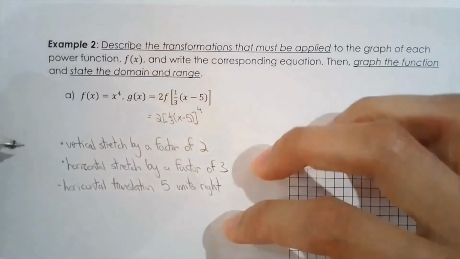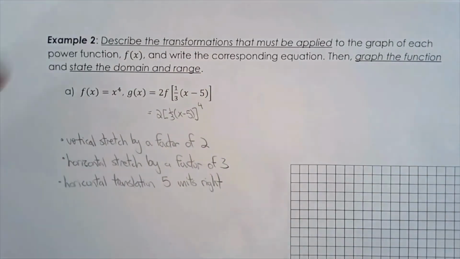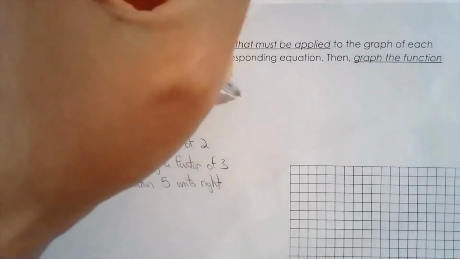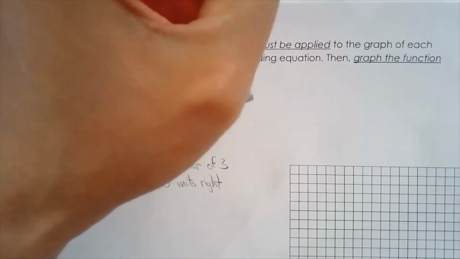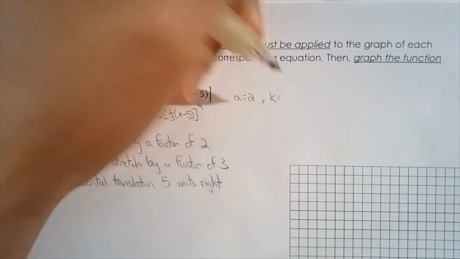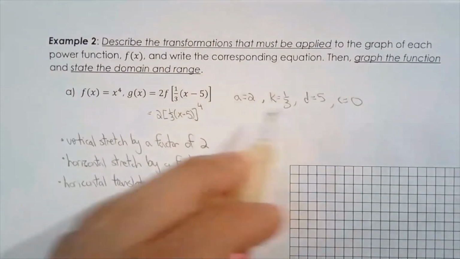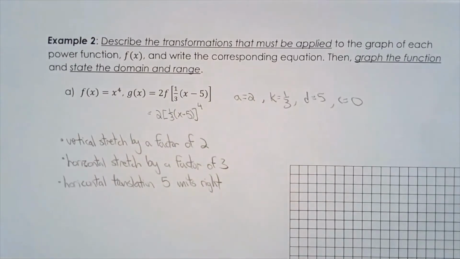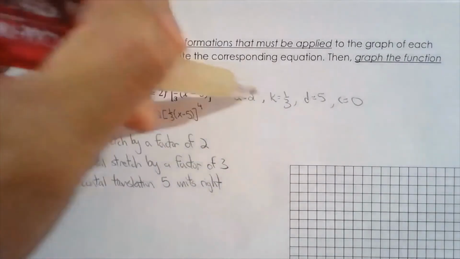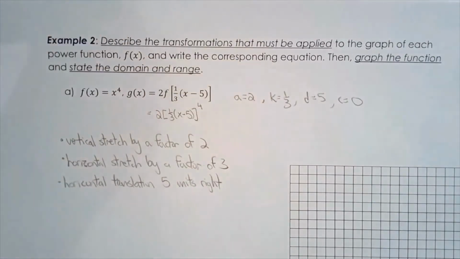Now some students have trouble stating transformations, so what I would suggest to them is write down the parameters first. So you write a equals 2, k equals 1/3, d equals 5, and c equals 0. So write down the parameters and then state the transformations if you're having trouble. Because what I'm doing is I'm writing it down in my head and then I'm stating the transformations.